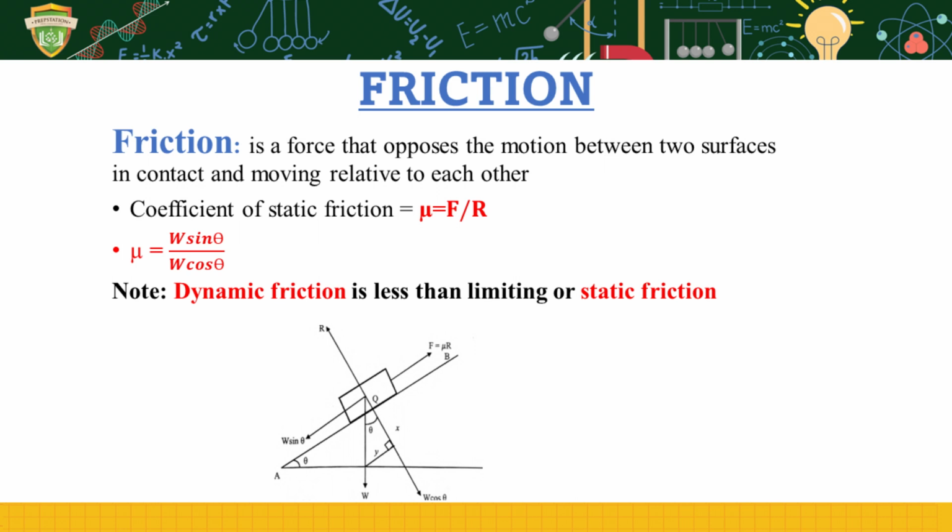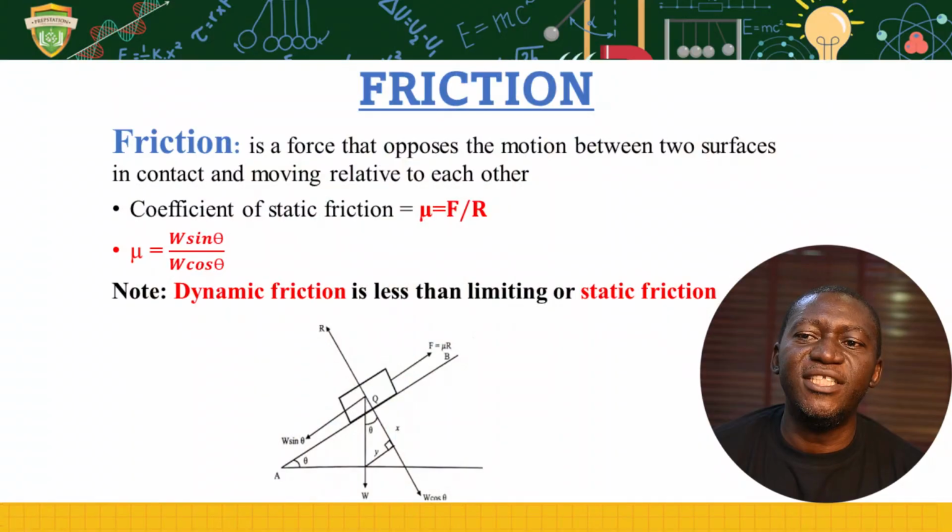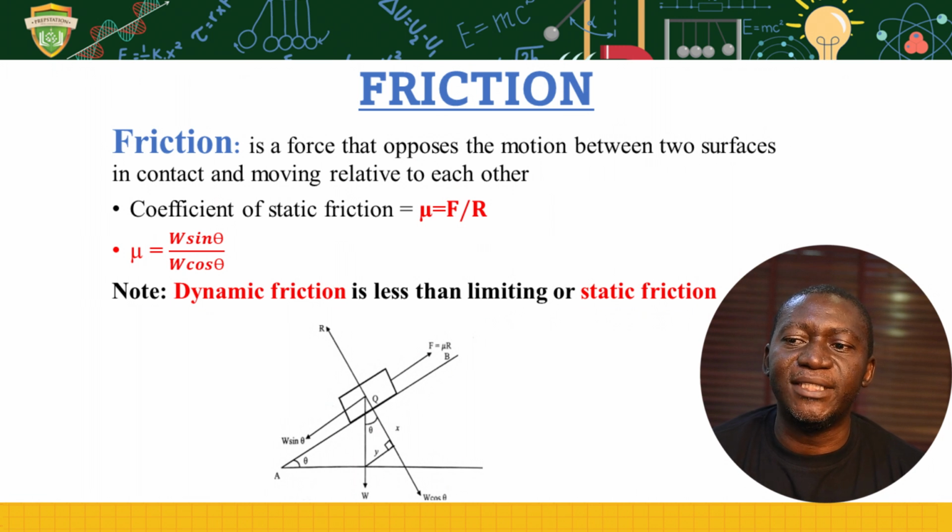Now, what is friction? Friction is a force that opposes the motion between two solid surfaces which are in contact with each other. So if you have two solid surfaces which are in contact or in motion with each other, the force that exists between them is called frictional force. Normally, frictional force acts in such a way that it opposes the motion of solid surfaces which are in contact.